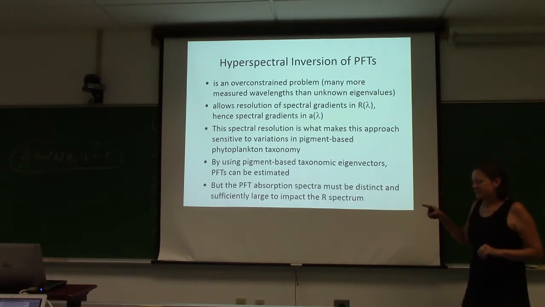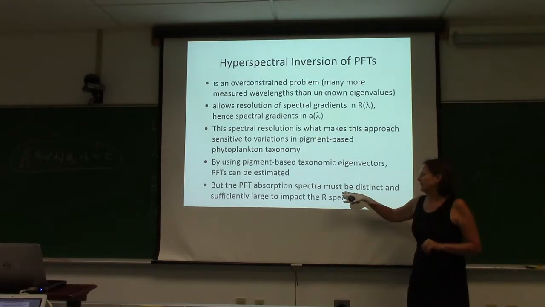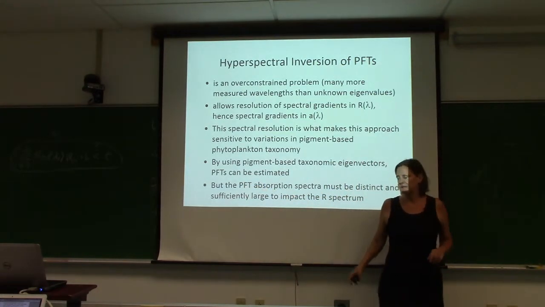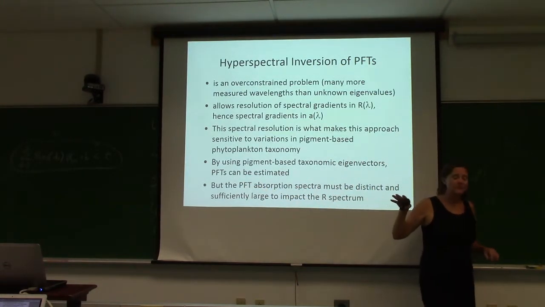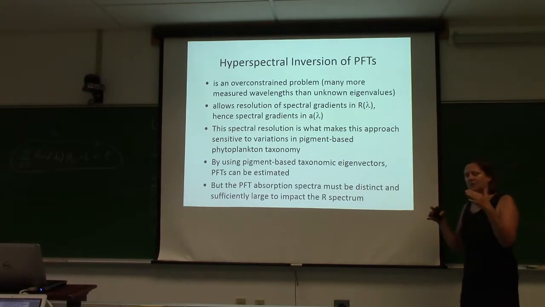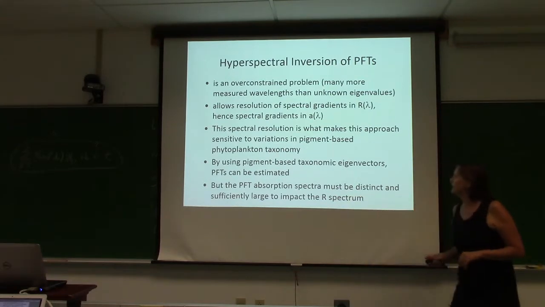But the thing that I think is really critical is that the absorption spectra for your different PFTs depend on how you define your functional types. And those absorption spectra have to be really different, and they have to be really different in the spectral region for which you have a lot of radiance signal. So if they're really super different in the red, there's no red light. If they're really super different in the far blue, but you have a lot of CDOM, you're not going to see them because the CDOM will have absorbed all the radiance. So they have to be really different in the region for which there's light. And therefore they can have differential impact on the reflectance spectrum.